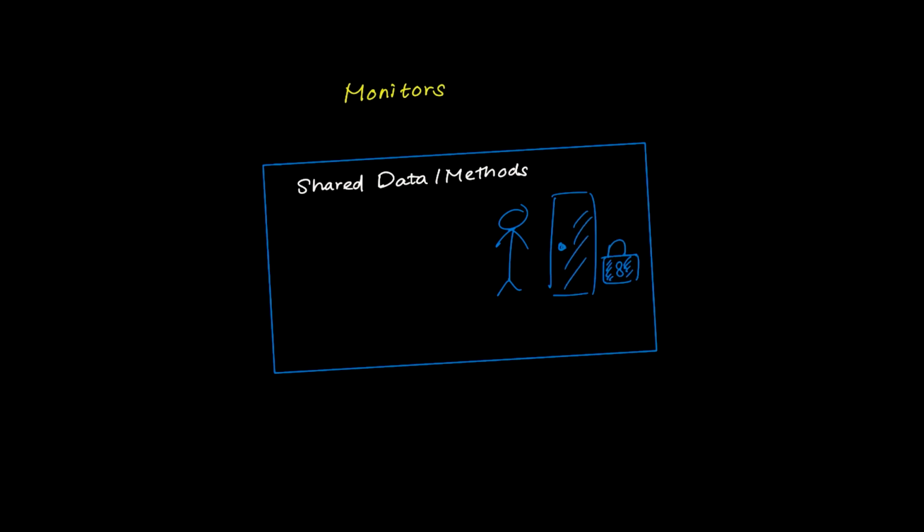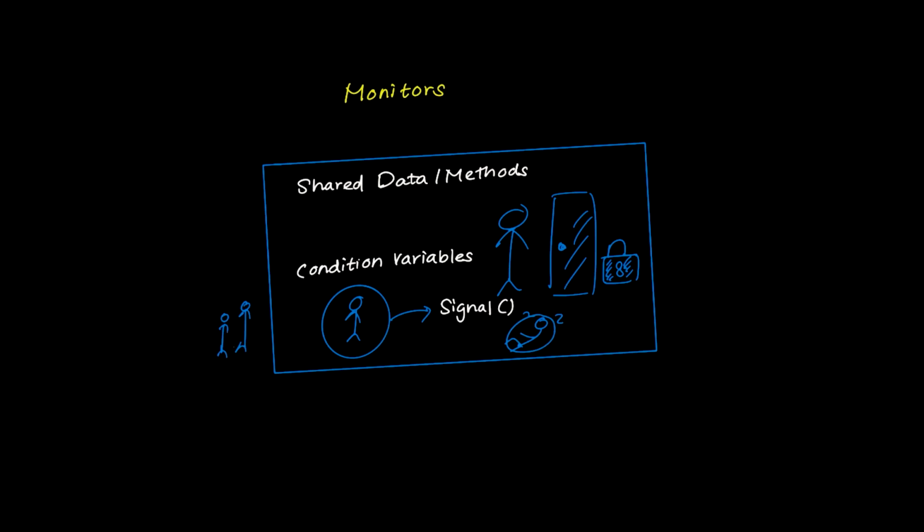But here's the powerful part. Monitors also include condition variables. These let threads wait for specific conditions without holding the lock. For example, a thread can wait inside the monitor until a buffer has space, then wake up automatically when another thread signals that condition. This combination of automatic mutual exclusion plus conditional waiting makes monitors perfect for complex coordination.